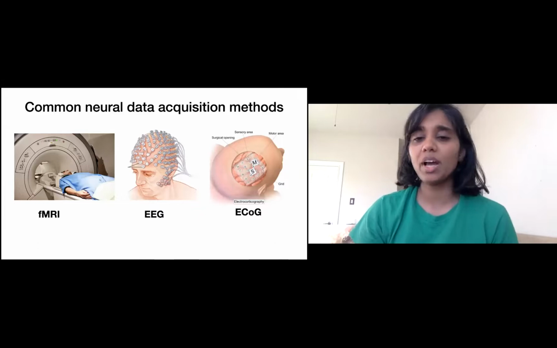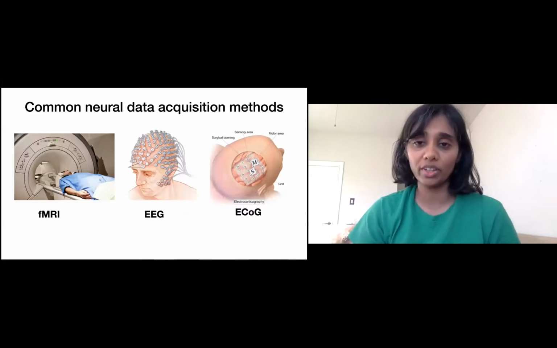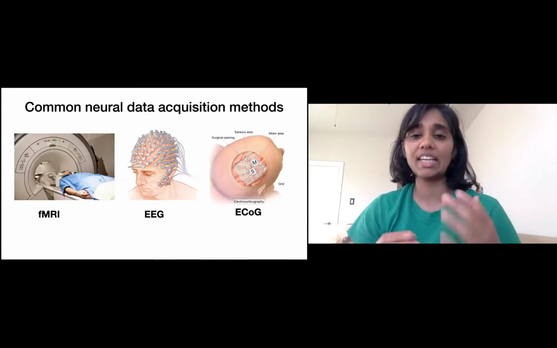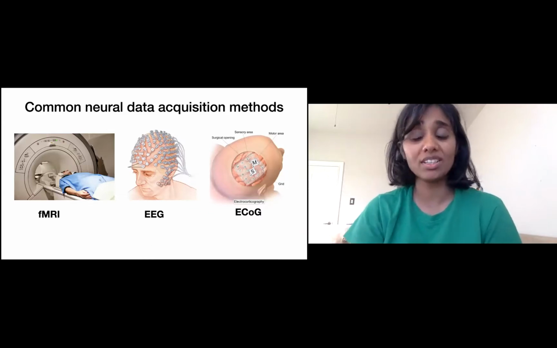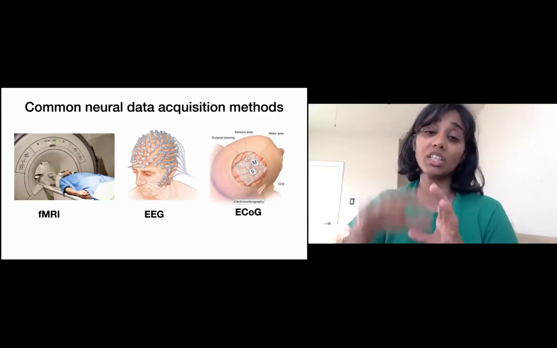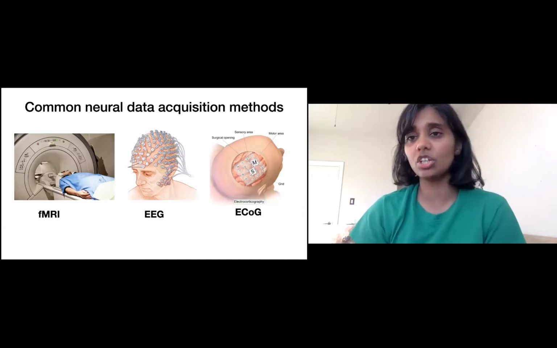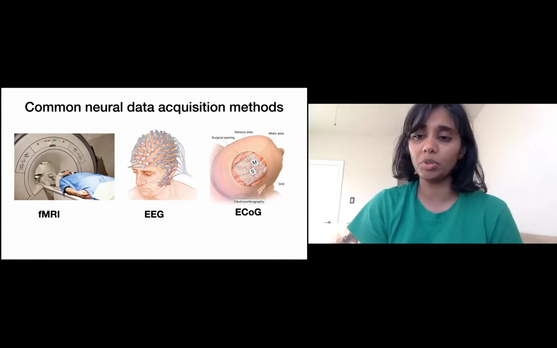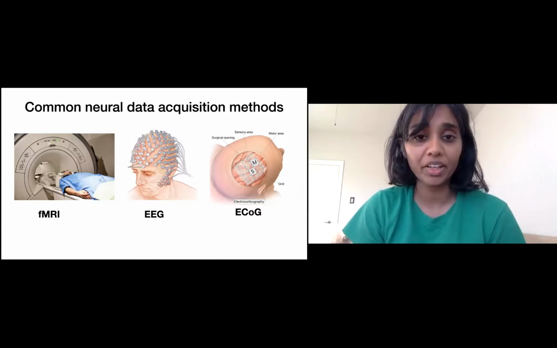Whenever you want to study the brain, you want data, and there are different ways of acquiring it. fMRI is a commonly done technique. EEG, you might have seen it, electrodes on the scalp. And ECoG is electrodes under the scalp, on the surface of the brain, and it's invasive. It's done for surgical and clinical purposes, but then we have electrodes and we get very high quality data.